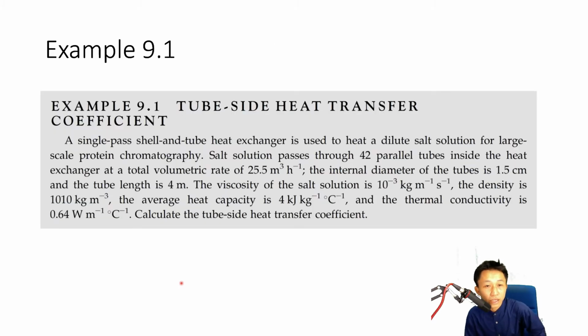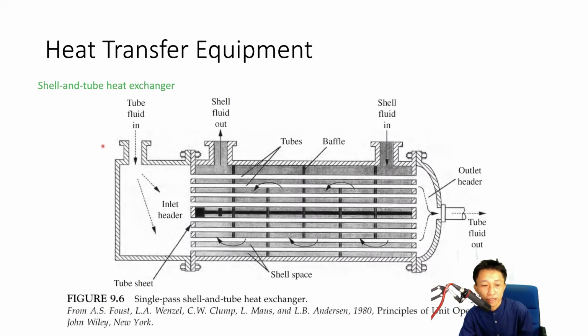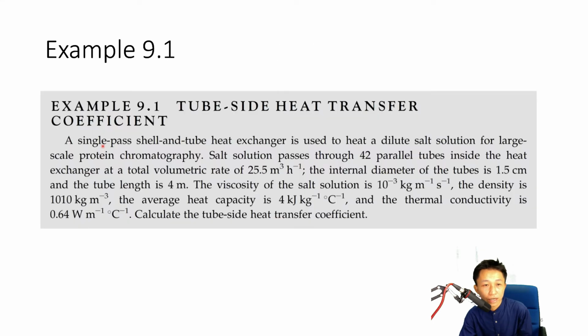And this one, the shell-type heat exchanger coefficient. Basically this is a single-pass shell and tube heat exchanger, used to heat, so you want to increase the temperature. The process is a dilute solution for large-scale protein chromatography, a salt solution with 42 parallel tubes inside the heat exchanger, at a total flow rate of 25.5 cubic meters per hour.